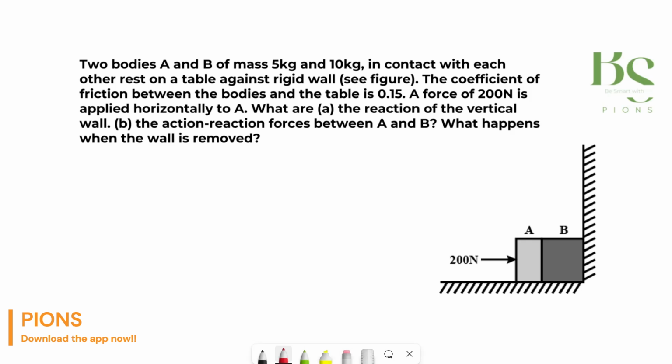Two bodies A and B of mass 5 kg and 10 kg are in contact with each other, at rest on a table against a rigid wall. See the figure. The coefficient of friction between the bodies and the table is 0.15. A force of 200 Newton is applied horizontally to A. What are the reaction of the vertical wall and the action-reaction force between A and B? What happens when the wall is removed?